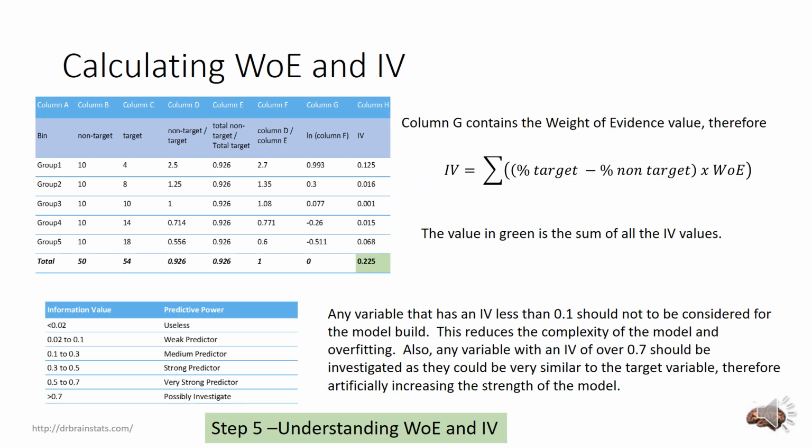As mentioned previously, information value contains weight of evidence. So now we can see, applying the formula, as long as we add up all the values for the IV for each bin, we can get our information value. Any variable that has an IV less than 0.1 should not be considered for the model build. This reduces the complexity of the model and overfitting. Also, any variable with an IV over 0.7 should be investigated, as it could be very similar to the target variable, therefore artificially increasing the strength of the model.